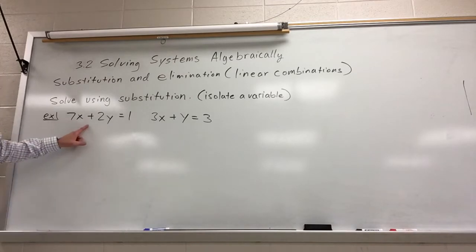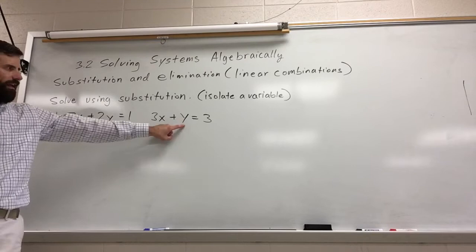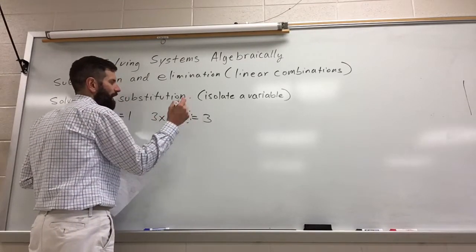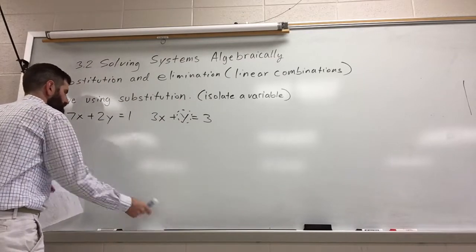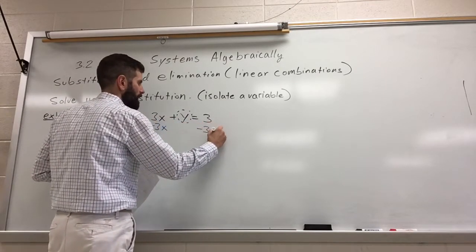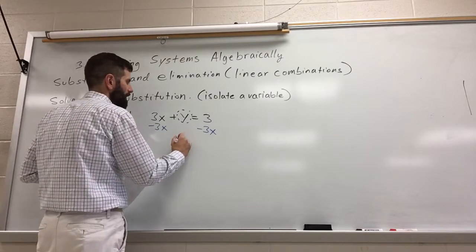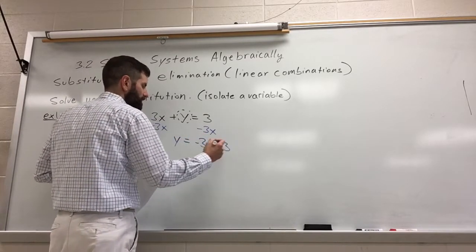Now, scanning these two problems, I'm going to look for the variable that looks like it would be the easiest to isolate. And I'm zeroing in right there at this y. If I want to get that y by itself, I am simply going to subtract this 3x over. Keeping my equation balanced, I subtract 3x on both sides, and I quickly get y is equal to negative 3x plus 3.